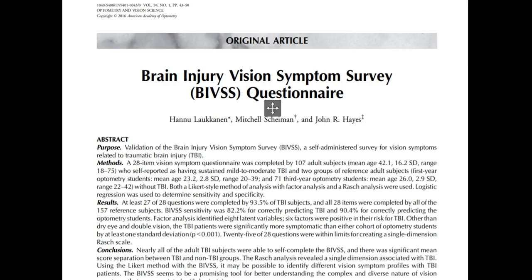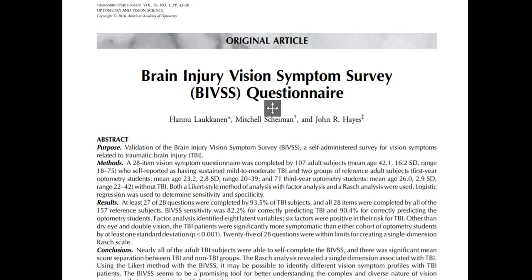In this lecture, we're going to talk about measurement, things like scales and how we measure things. And in today's lecture, we're going to talk about measurement. The driving article for this discussion is the Brain Injury Vision Symptom Survey, BIVS, that questionnaire. When we talk about measurement in today's context, we're mostly talking about questionnaires.